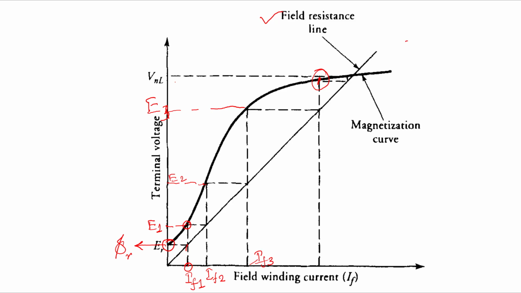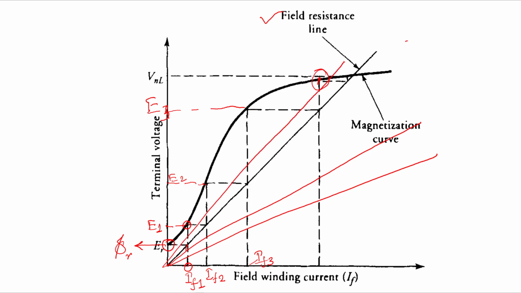Now the question is, if the field resistance changes its value, can it develop voltage for all field resistances? Of course, this voltage will develop for a resistance line below this magnetization curve, right? Now if I plot a resistance line above the magnetization curve, will it develop the voltage? Can you test it?